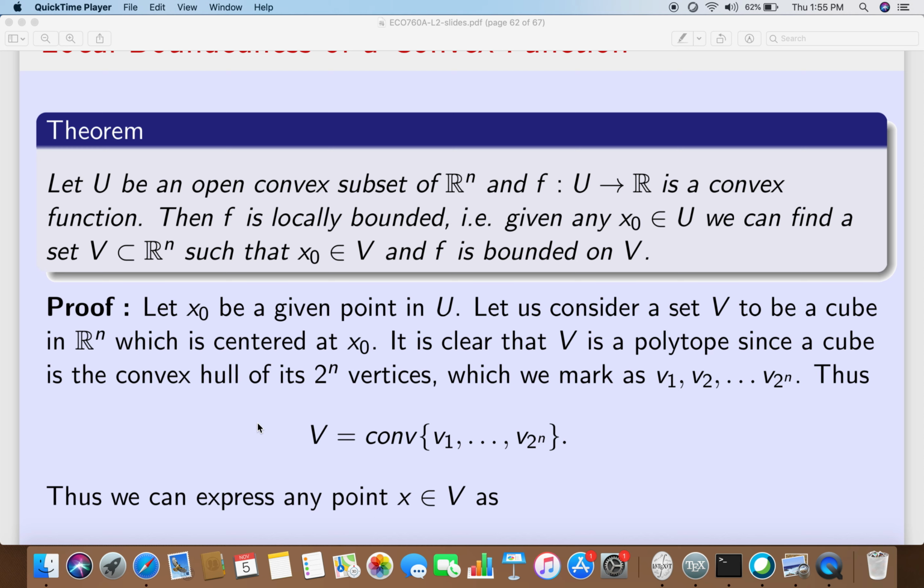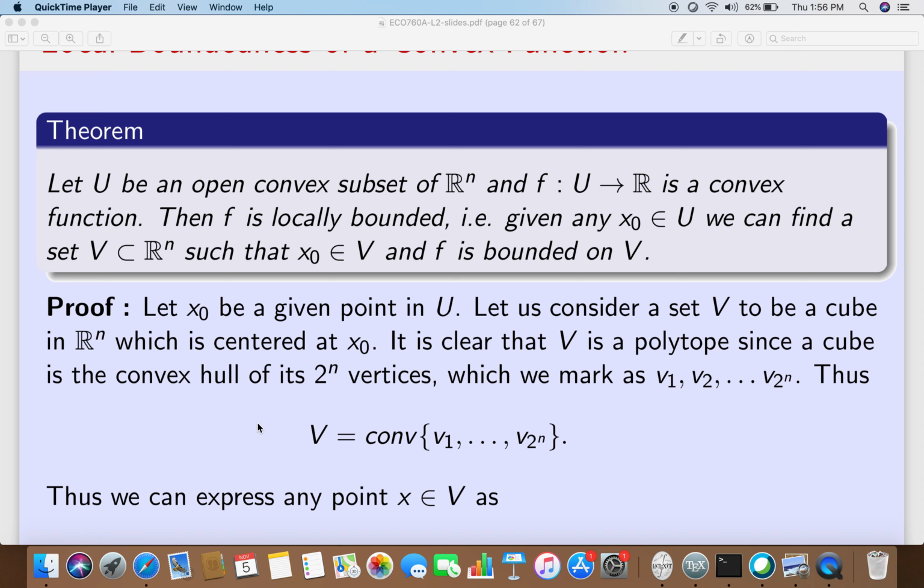Let us now consider V to be a cube in R^n. We are trying to give a proof of this fact. A cube means, if you have a cube in R^n, it is actually a polytope. A cube in R^2 is a square, and a cube in R^3 has 8 vertices. It is a convex hull of 8 points.